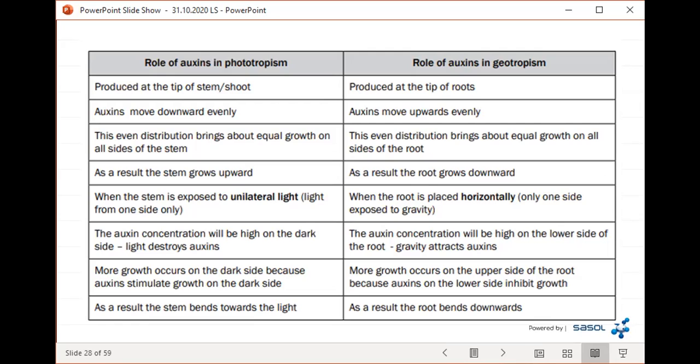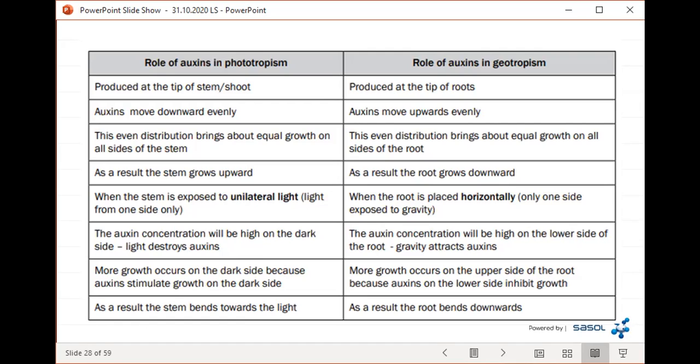Then again in phototropism, this even distribution brings about equal growth on all sides of the stem. So this is when we have even light. And then when we go back to geotropism, this even distribution brings about equal growth on all sides of the root. Then we go back to phototropism. As a result, the stem would grow upwards. And in geotropism, the roots would grow downwards. Back to phototropism, when the stem is exposed to unilateral light, remember, unilateral is also unidirectional, that is light from only one side, the auxin concentration will be high on the dark side or the shaded side because light destroys auxins.